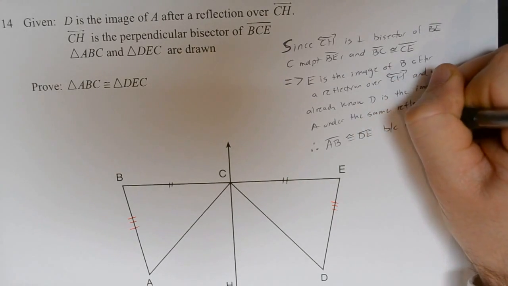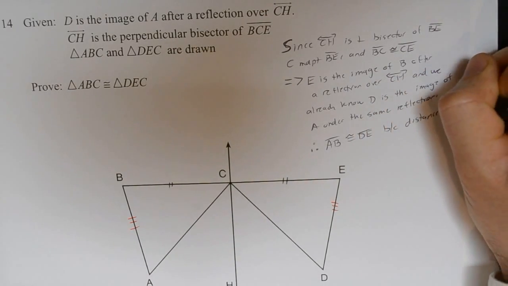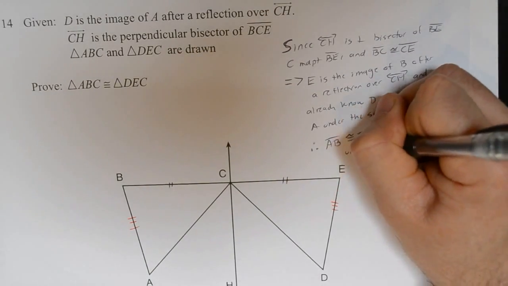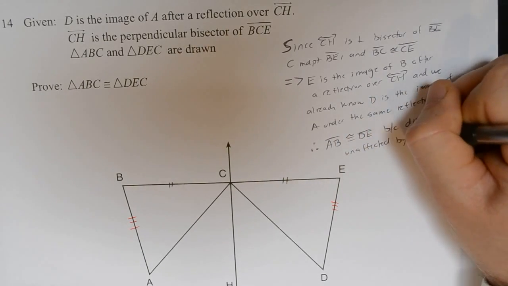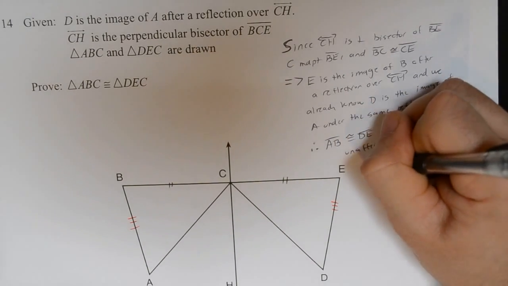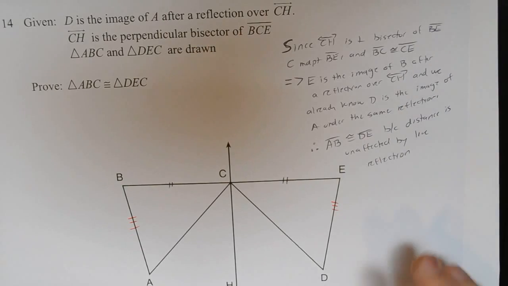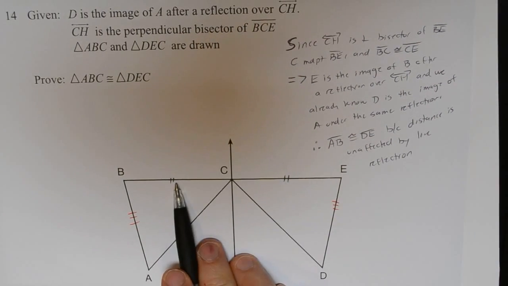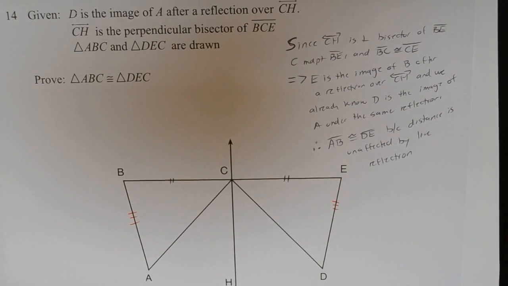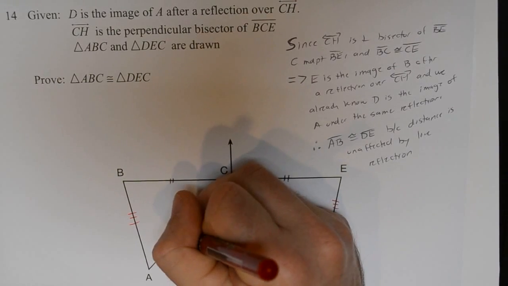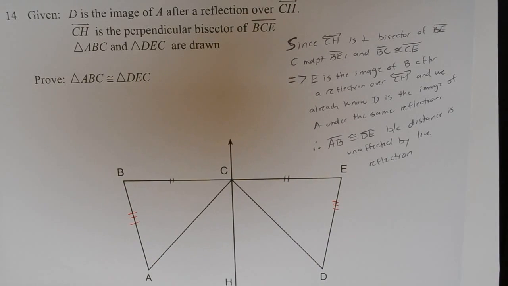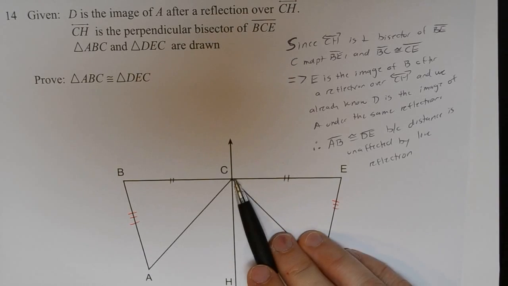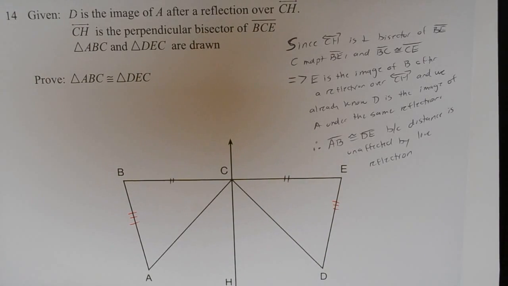because distance is unaffected by line reflection. So now I've got one pair of sides there, I've got another pair of sides there, and I'm just going to go ahead and finish with the very same argument, right? So AC also, I'm going to have to show that C, okay, so hold on. I want to make the argument that this is side congruent.